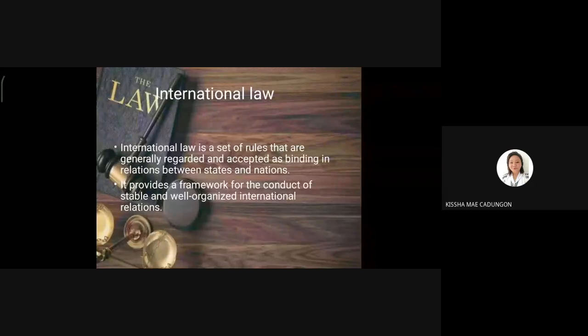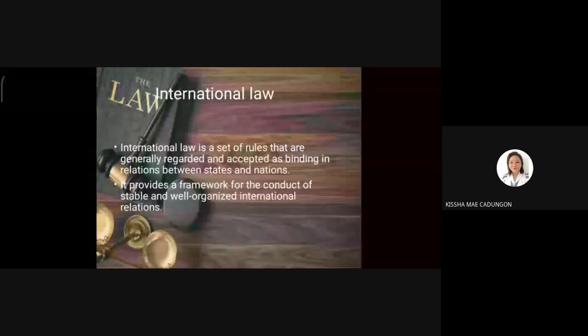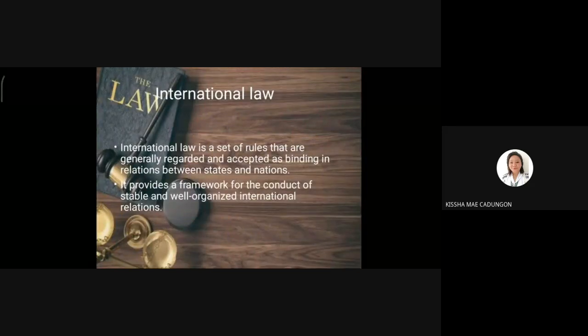Based on the statement, international law is one of the reasons why states and countries are interconnected to each other because of the rules that bind them. What are these rules? Where can they be found? The rules can be found through treaties, conventions, agreements, custom, culture and other sources.